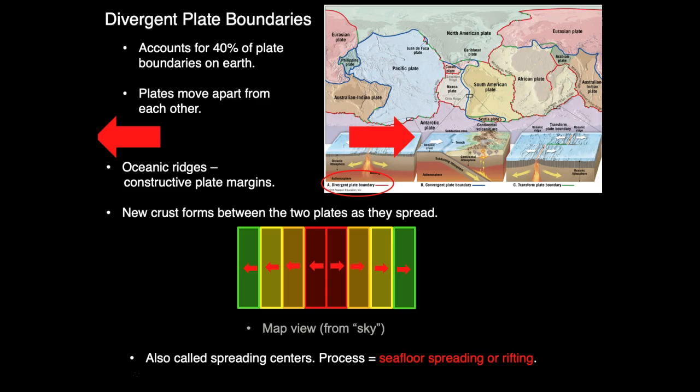So because of this specific process that is taking place here, the process that causes new crust formation is called seafloor spreading or rifting, okay? Usually seafloor spreading because it happens at ocean basins, but every now and then it does happen near continental land masses, so it's rifting apart the two different land masses, and that's why we call it that way.